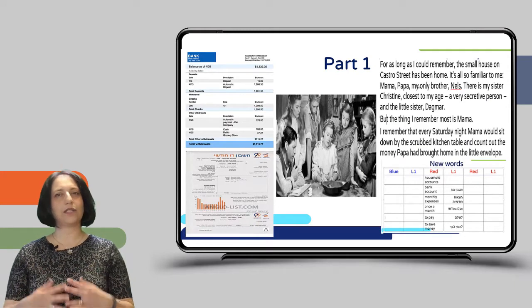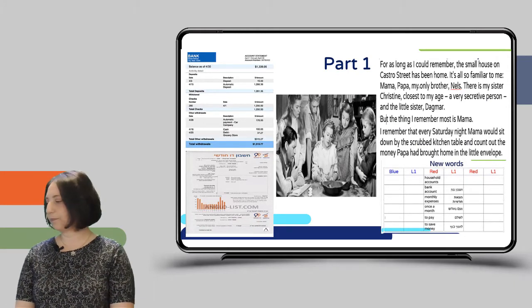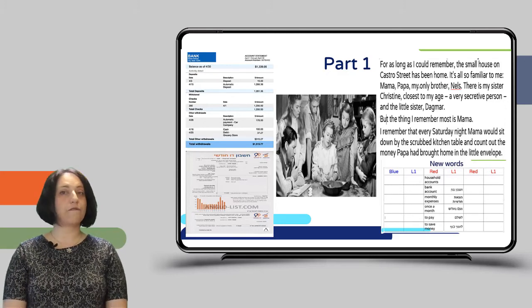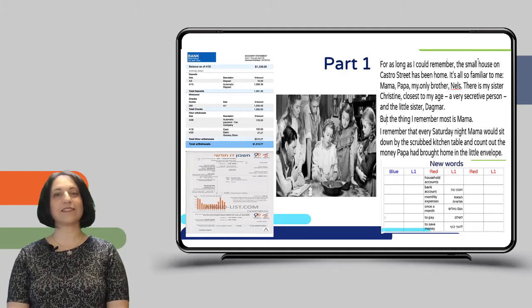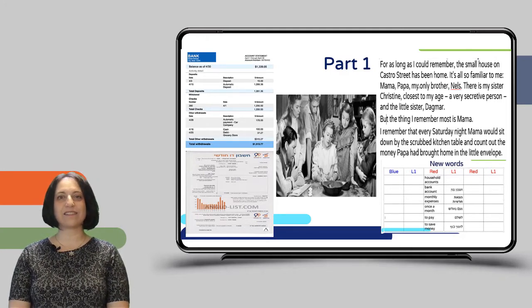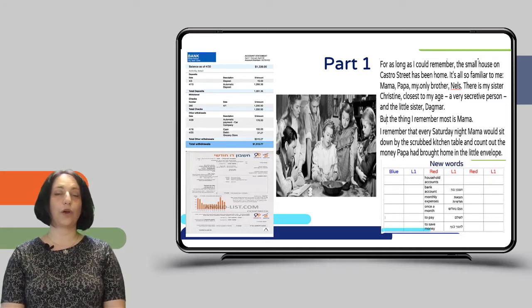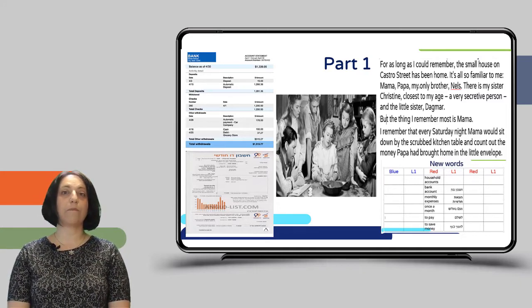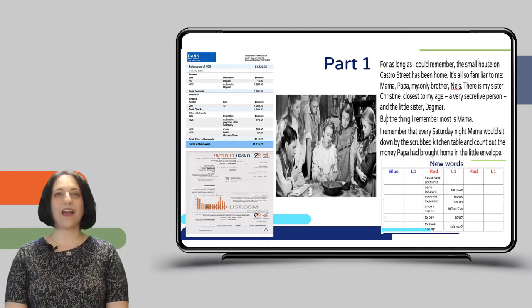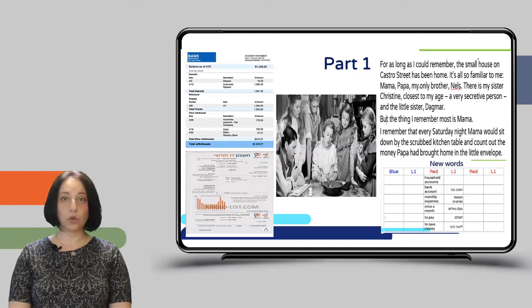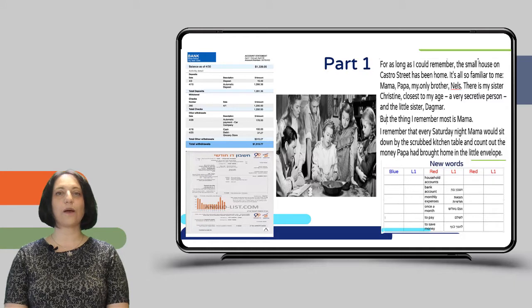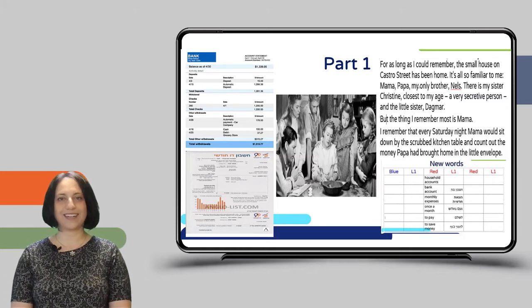So just to remind you what we did in part 1. We learned some very important words like bank account and bills and accounts. We talked about household bills and accounts. We also learned a little bit of background about the short story. We learned about Catherine Forbes, who wrote the story, and we also learned that this story was a book, and then it was a television show, and then it was the short story that you're reading.